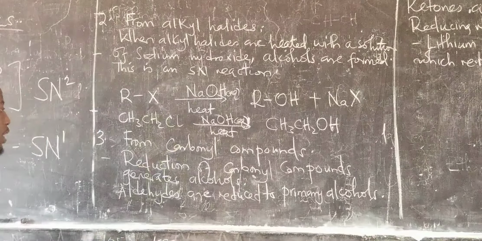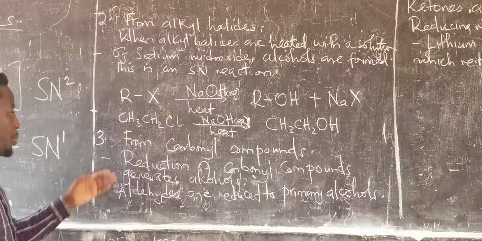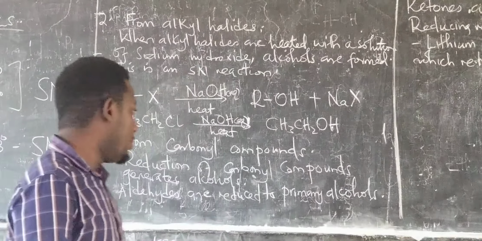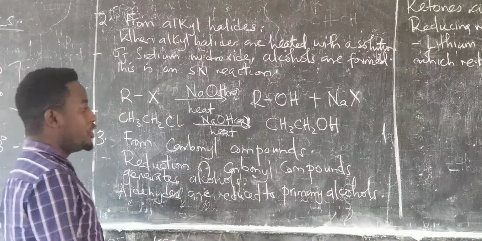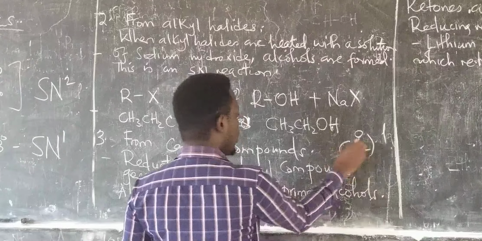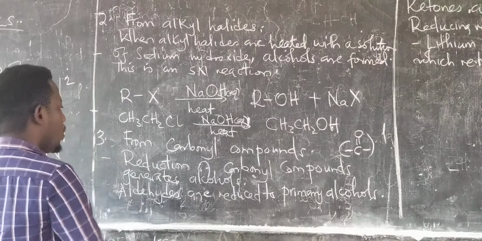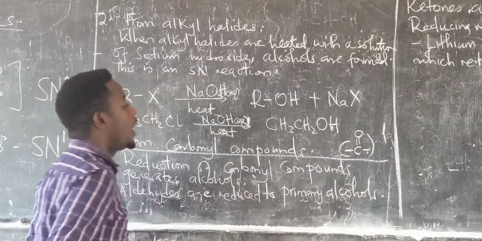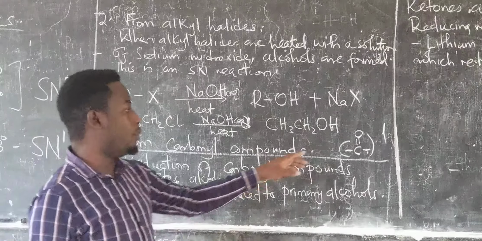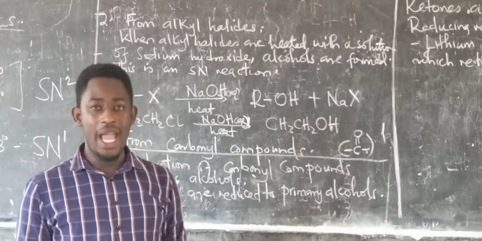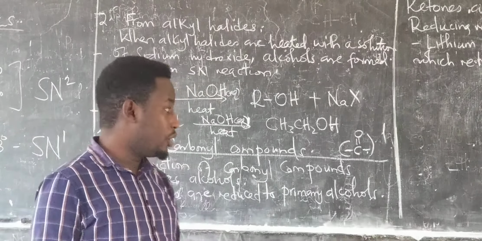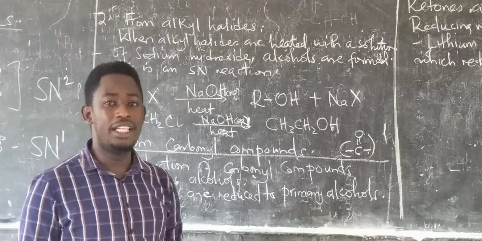Next we have from carbonyl compounds. We can prepare alcohols from carbonyl compounds. Remember, carbonyl compounds have a general functional group of carbon, oxygen double bond. These are carbonyl compounds, this is their functional group. So what happens is this bond can be reduced by addition of hydrogen, because you remember from our definition of reduction in O level, reduction can be addition of hydrogen.